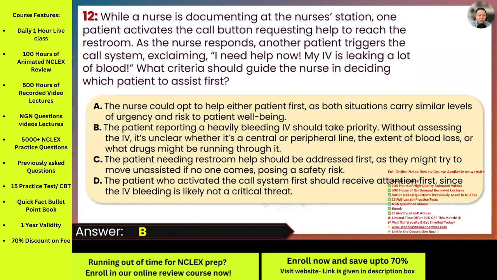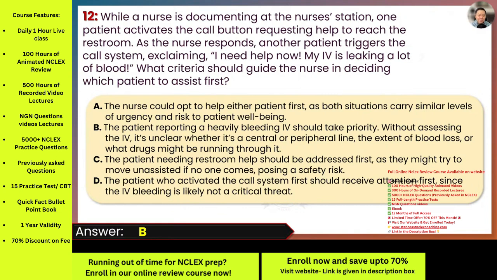Now, what about letter A? Why is this incorrect? Well, the two situations are not equally urgent. The leaking IV with significant blood loss is a circulation issue that could worsen fast, whereas the restroom assistance is important, but it's not life-threatening. Again, this is something that you can delegate to another person. It could be an assistive personnel. And again, circulation issues take priority over non-urgent safety concerns. That's why we are eliminating letter A.